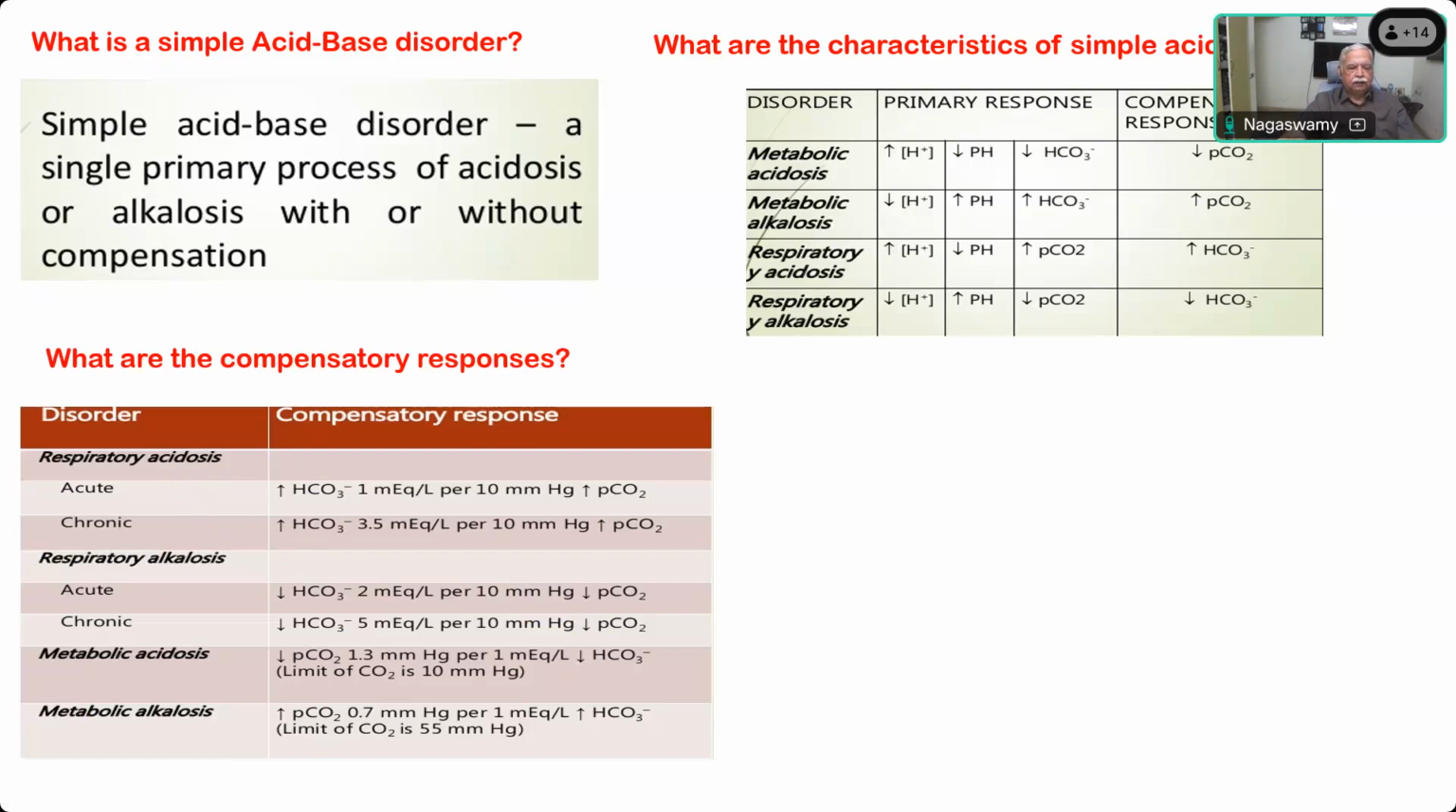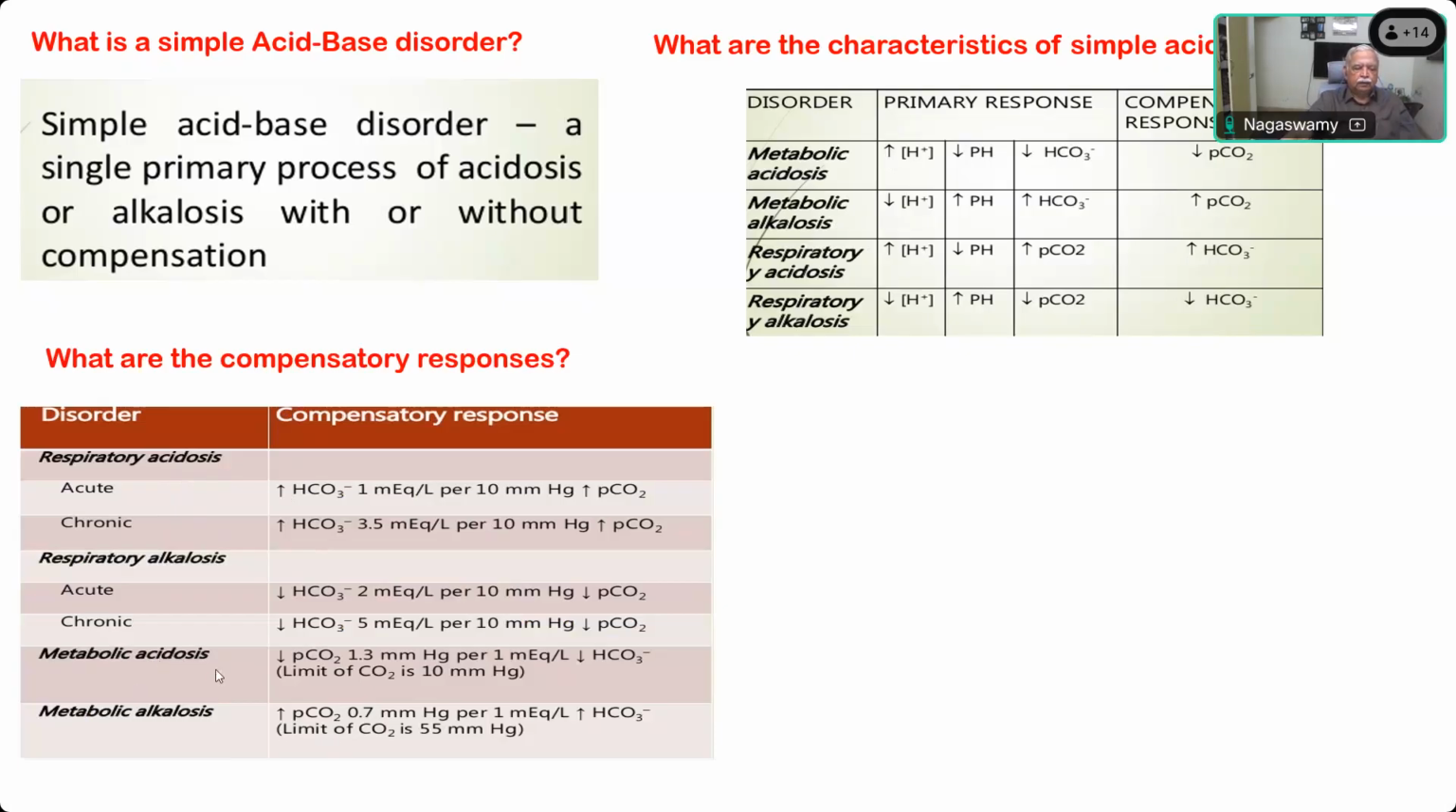Similarly, in alkalosis, the bicarb has to go down. Otherwise, if the bicarb also increases, it will produce both metabolic and respiratory alkalosis. So the compensation for respiratory alkalosis should be a decrease in bicarb, and that is done by decreasing 2 milliequivalents for every 10 mm and 5 milliequivalents for every 10 mm in chronic conditions. Very easy to remember that.